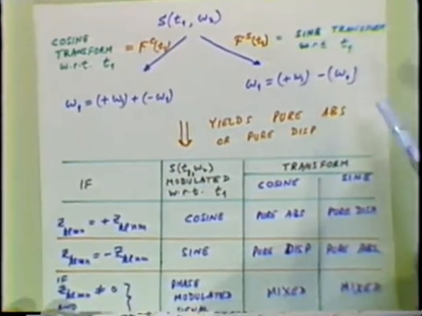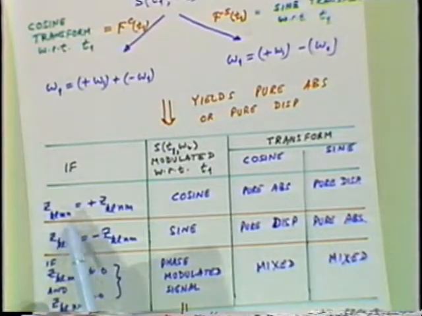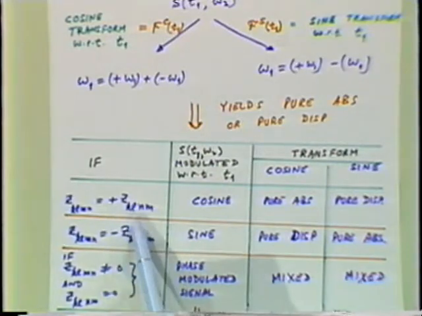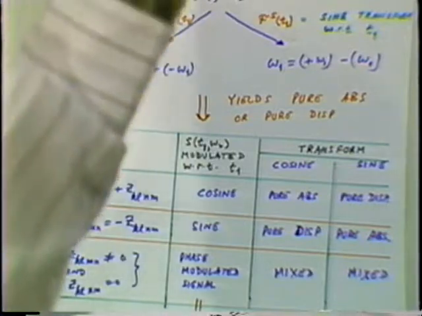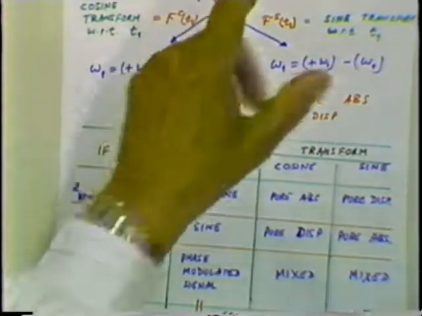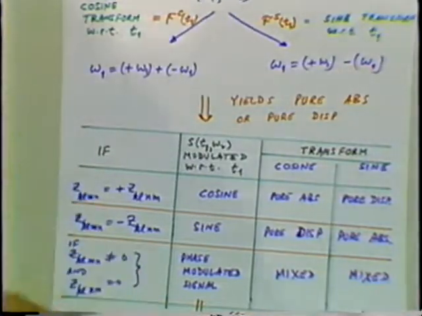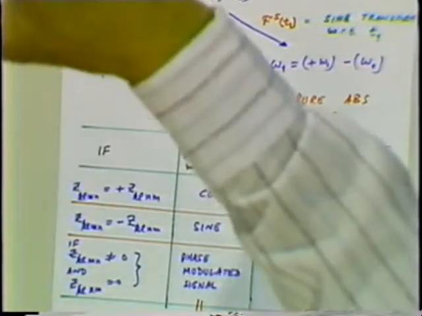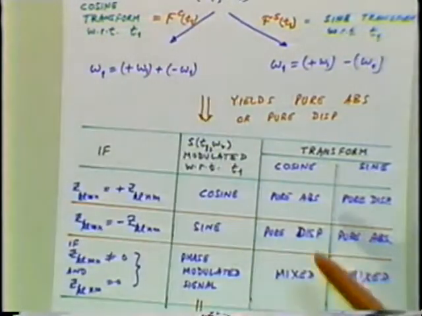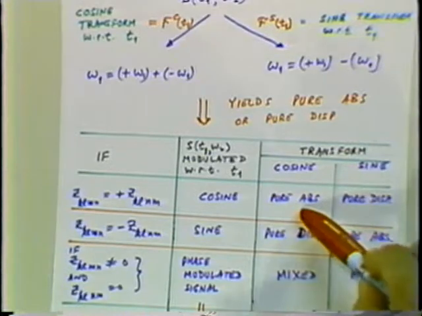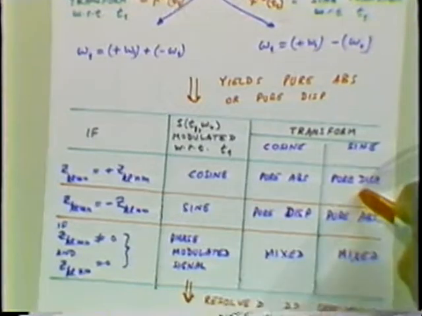To obtain that, that means if we have Z_KL,MN equal to plus times Z_KL,NM, the two amplitudes in the two quadrants are equal. This means this signal was a cosine modulated signal. Only in that circumstance will I have Z_KL,MN equal to Z_KL,NM. It's a cosine modulated signal, and if I do a cosine transform, I'll get a pure absorption. On the same signal, if I do a sine transform, I'll get a pure dispersion.